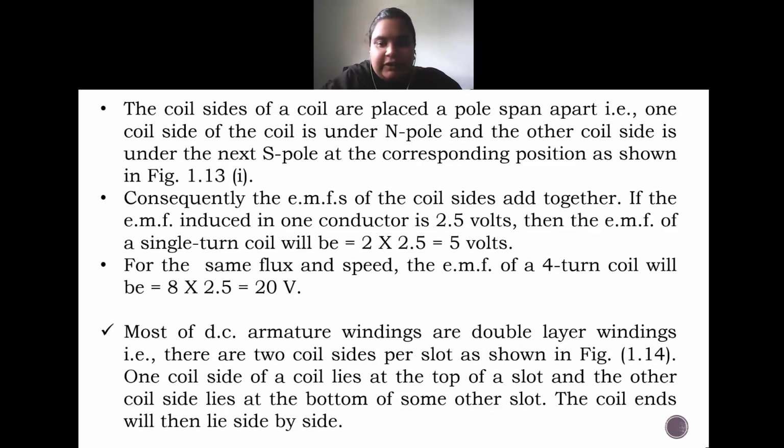The next point which we need to understand, that is the third point, is that most of the DC armature windings are double layer windings. That is, there are two coil sides per slot. We'll see.